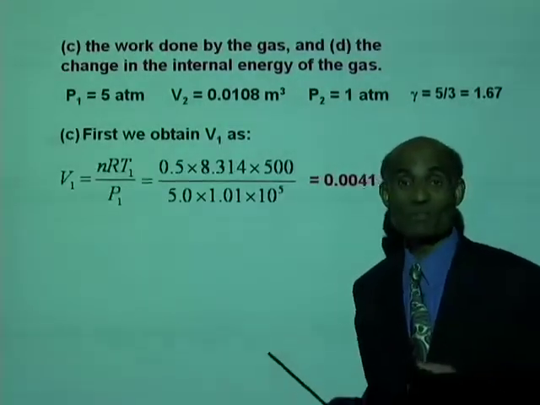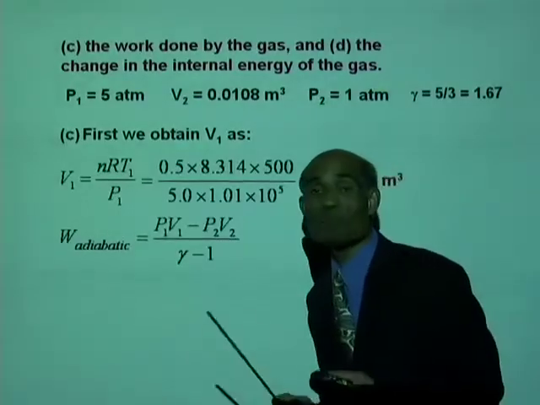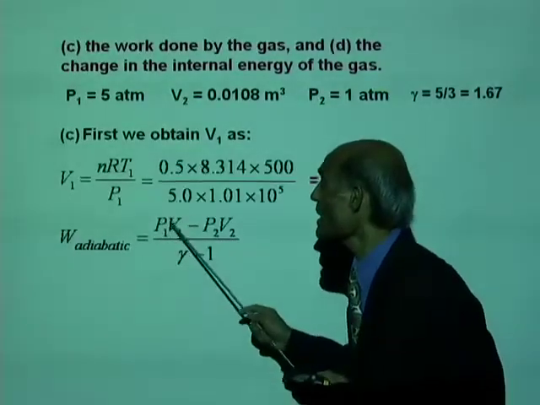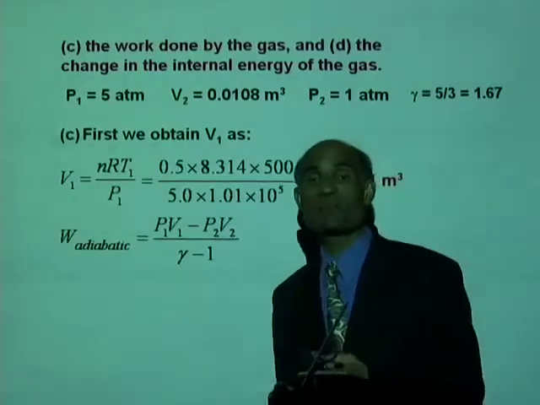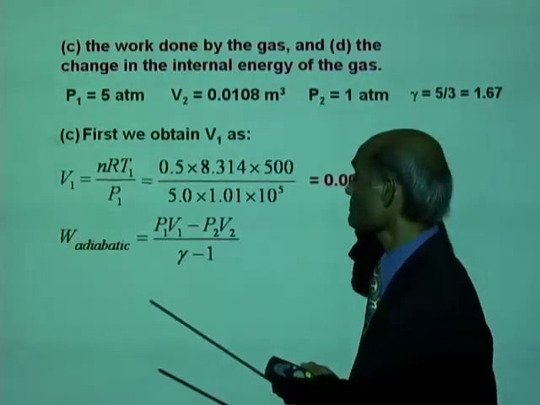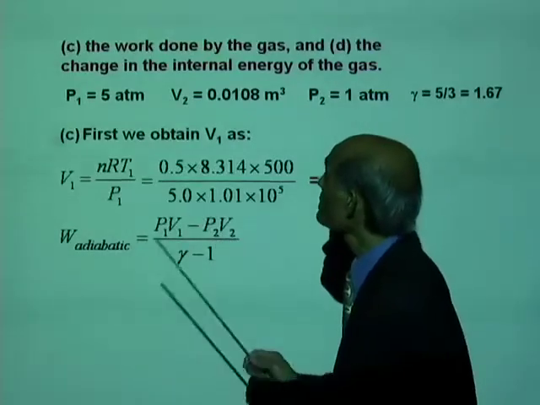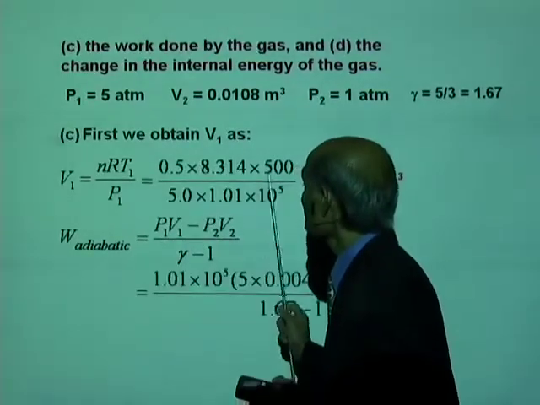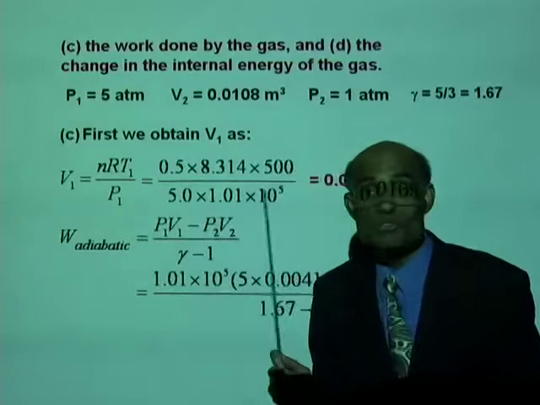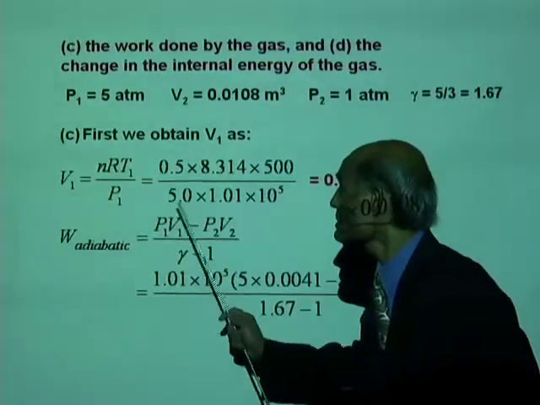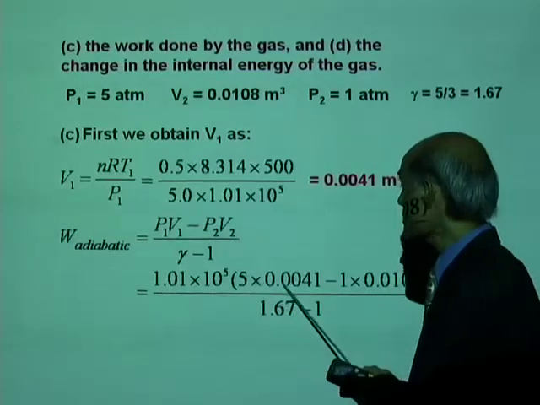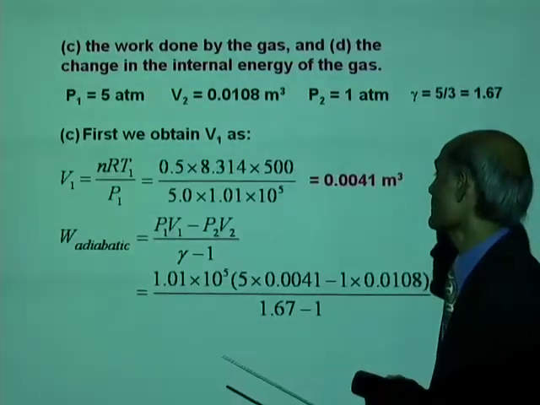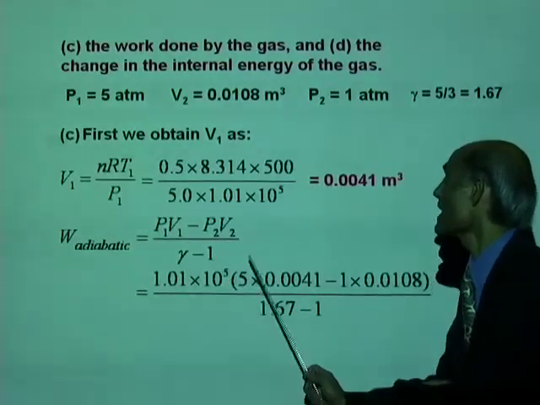Now you have P1, V1, P2, V2, and we have gamma. We can calculate the work done. Adiabatic work done is P1 V1 minus P2 V2 divided by gamma minus 1. But all we need to do is use all these values. Remember to do them in absolute units. Pressure must be in atmosphere and volume must be in meter cube.